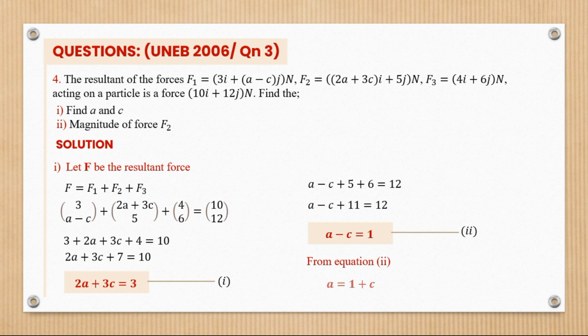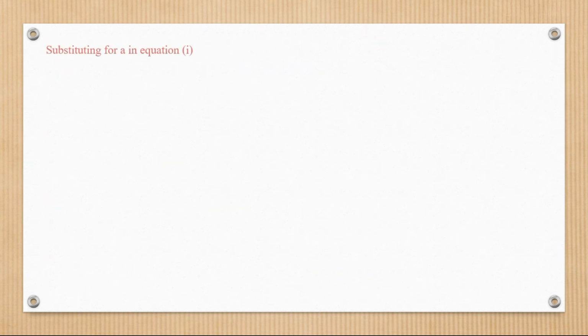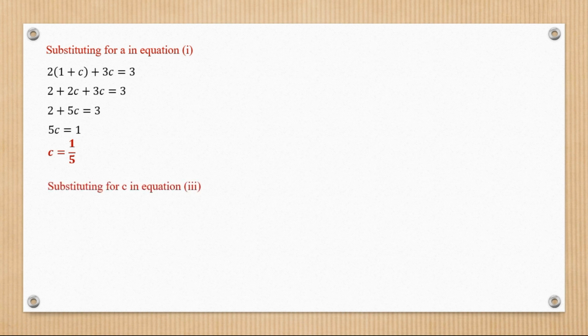So from equation 2, I'm going to make a the subject. So a shall be equal to 1 plus c. And that shall be my equation 3. I'm going to substitute for a into equation 1. So I have 2 into (1 plus c) plus 3c is equal to 3, which gives 2 plus 2c plus 3c is equal to 3, so 2 plus 5c is equal to 3. Then 5c is equal to 1, so c shall be equal to 1 over 5. Then substituting for c into equation 3, a is equal to 1 plus 1 over 5, so a shall be equal to 6 over 5.